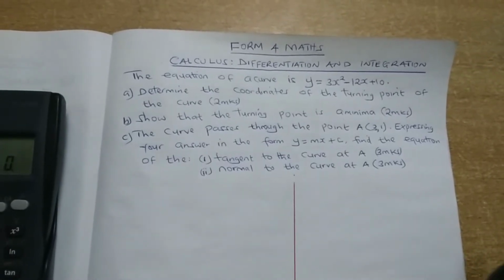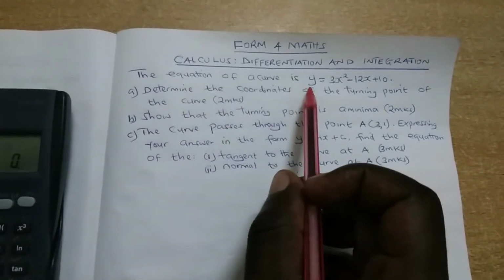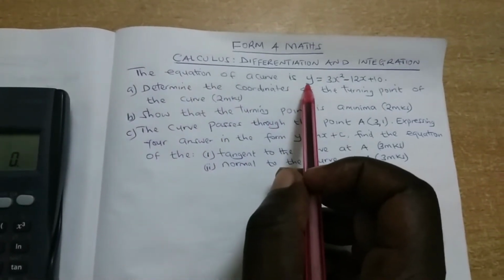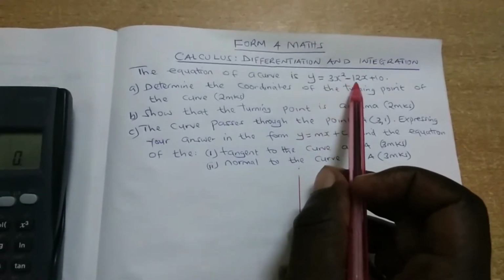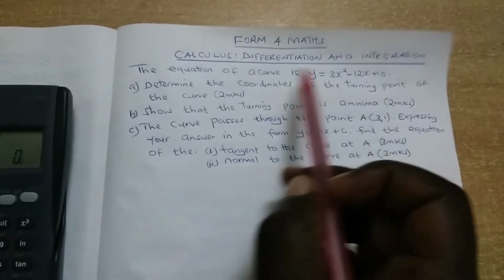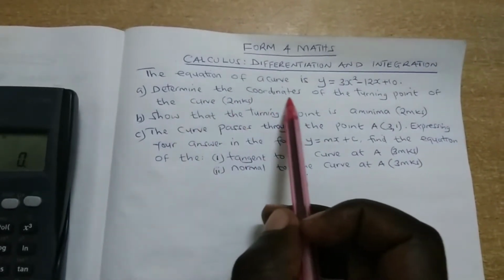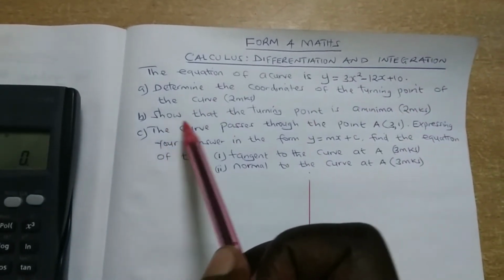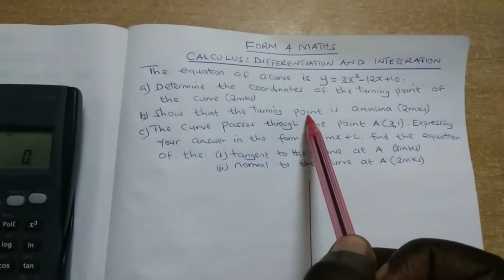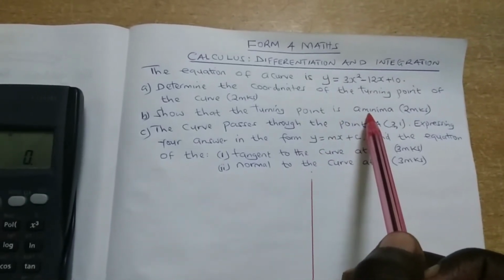Going straight to the question, the gradient of a curve is given by the function y is equal to 3x squared minus 12x plus 10. Part A, determine the coordinates of the turning point of the curve. Then show that the turning point is a minimum point, or simply a minima.